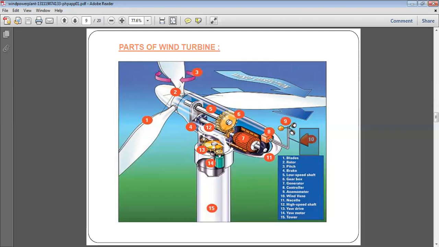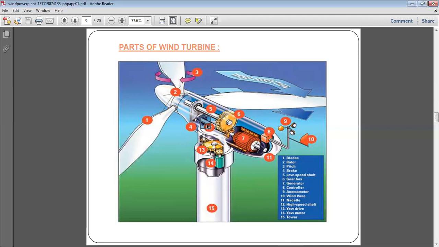It is connected directly to the generator. This is the high speed shaft on this page, this one here. Then it is your drive, number 13, that is here.